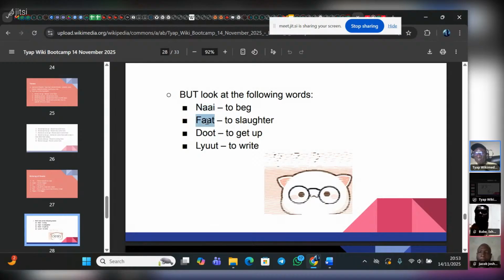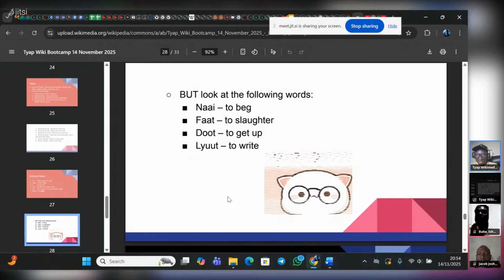And then we also have fat. Fat is to slaughter. If you make it fat, it will mean another thing entirely. And then we have dot, to get up. And if you make it dot, it may mean another thing again. And then you have load. Load is to write. If you make it load, I don't know, it may mean another thing, but I don't know if Tiap has any word like that.